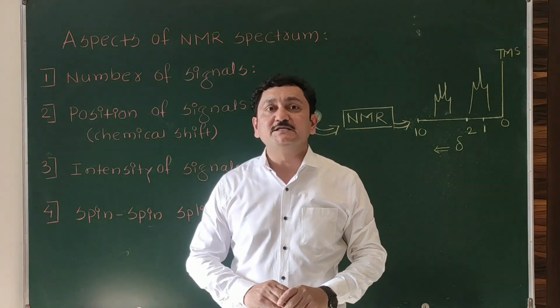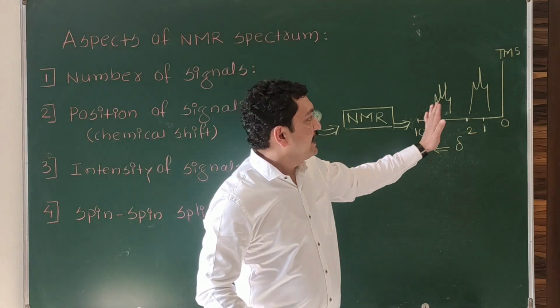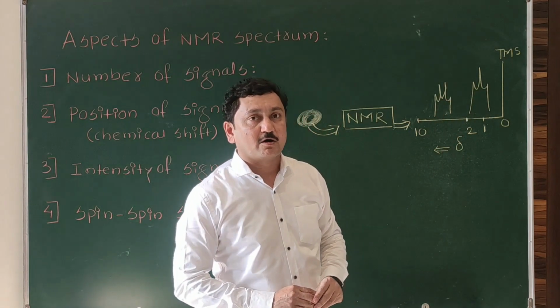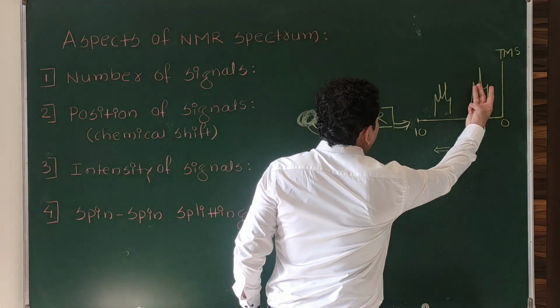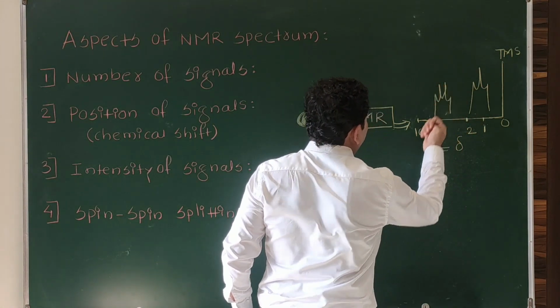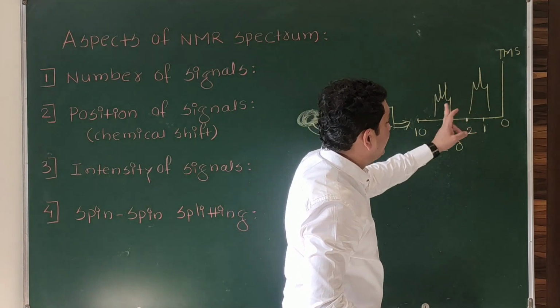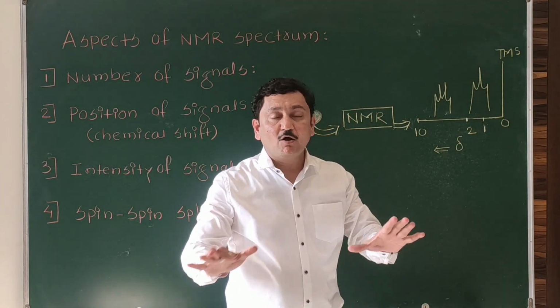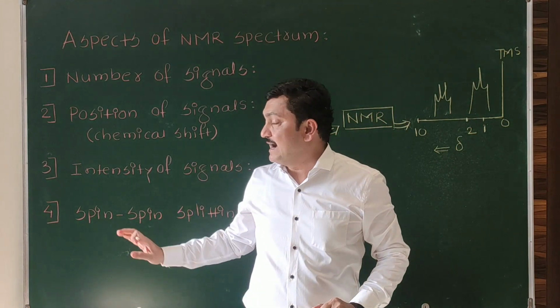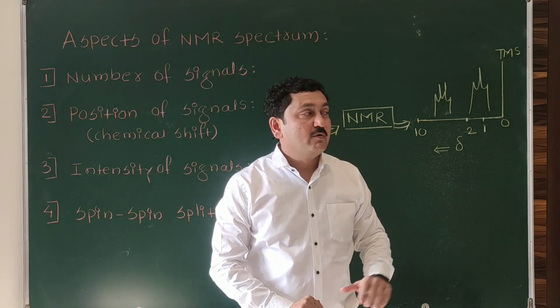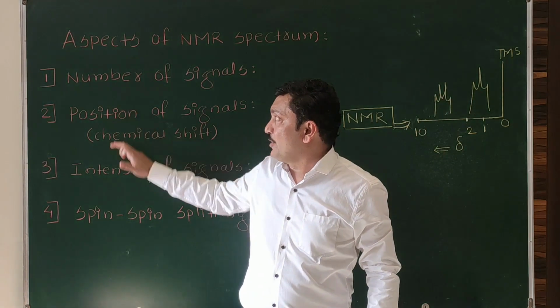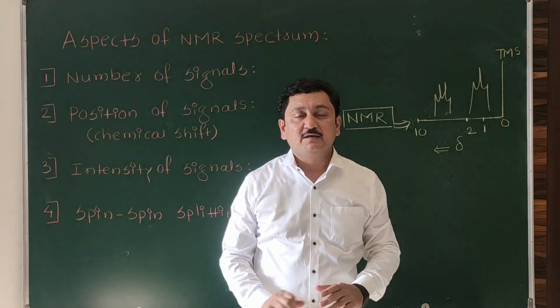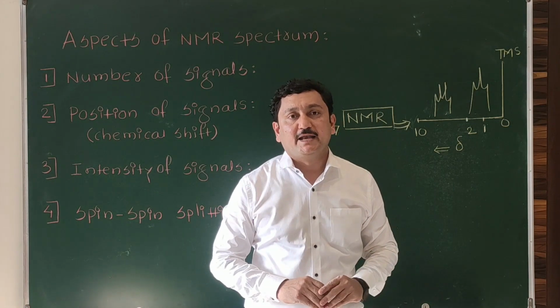Last one is the spin-spin splitting. Here we are getting the signal in a split form. This signal has been split into 3. This signal has been split into 4. Why does splitting of signal occur? Splitting of signal gives some information regarding the hydrogen. So we will collect the information through these points. We will see these one by one. These are nothing but the aspects of the NMR spectrum.